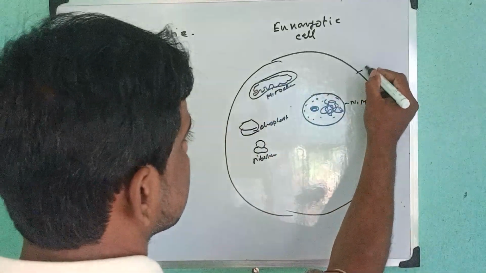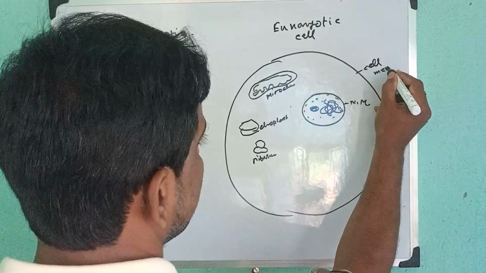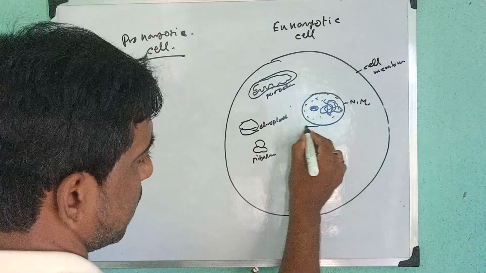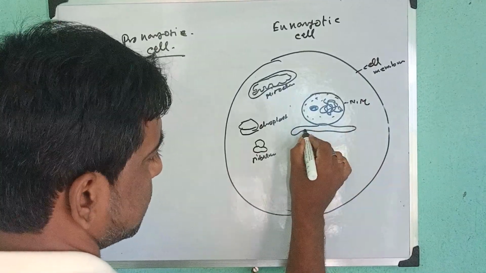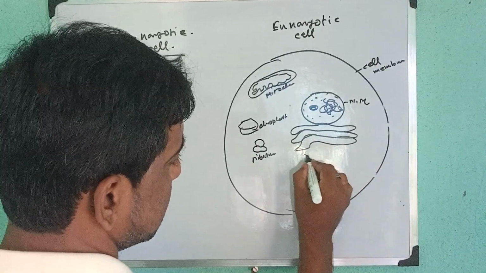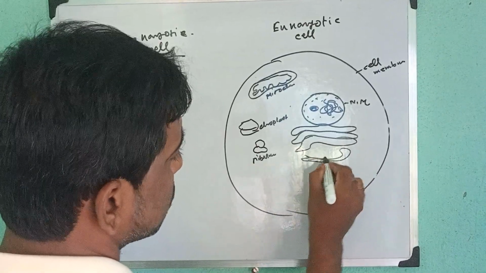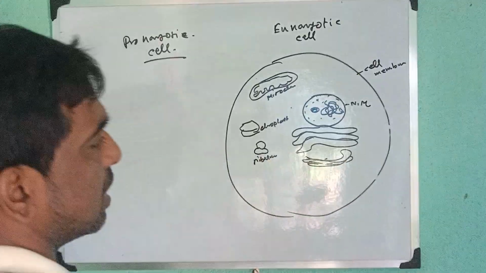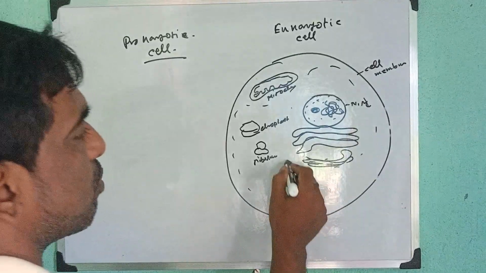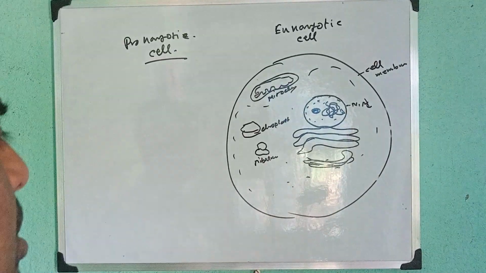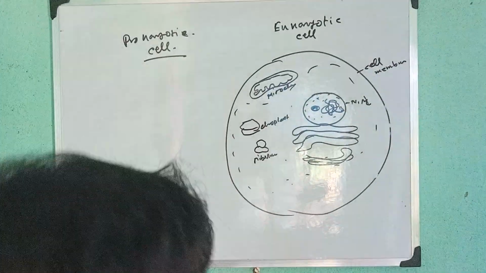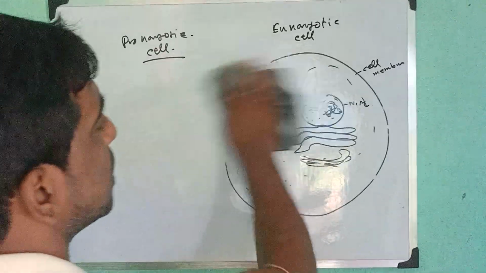This is the cell membrane and the Golgi complex. The endoplasmic reticulum is present. These are all membrane-bound organelles, present in the cytoplasm, and the DNA material is of the advanced type. So this is the structure of the eukaryotic cell.